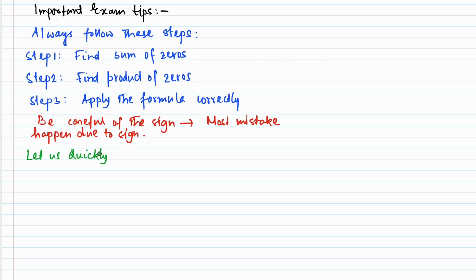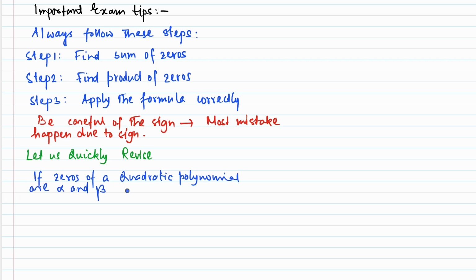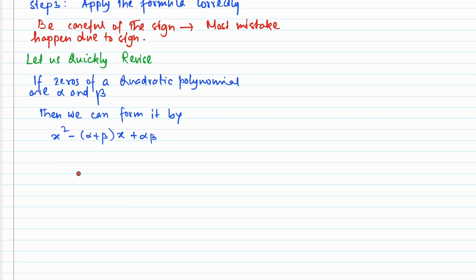Now let us quickly revise what we have learned so far. If the zeros of a quadratic polynomial are alpha and beta, then we can form it by x square minus (alpha plus beta) times x plus alpha beta. So the sign here is very important, so keep this sign in mind. It should be negative, it should not be positive.